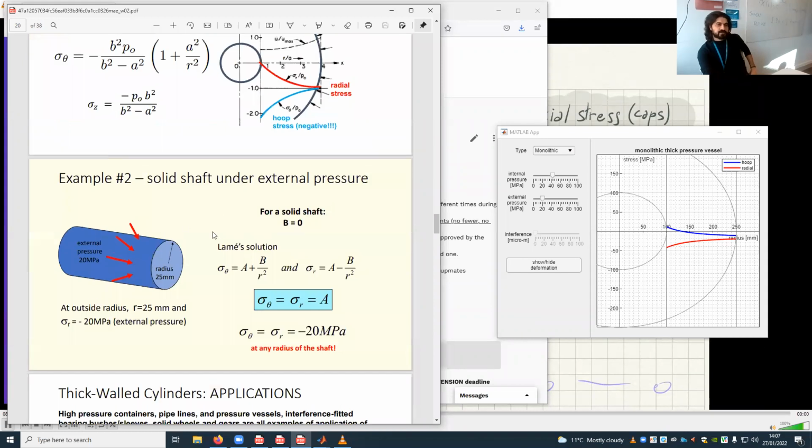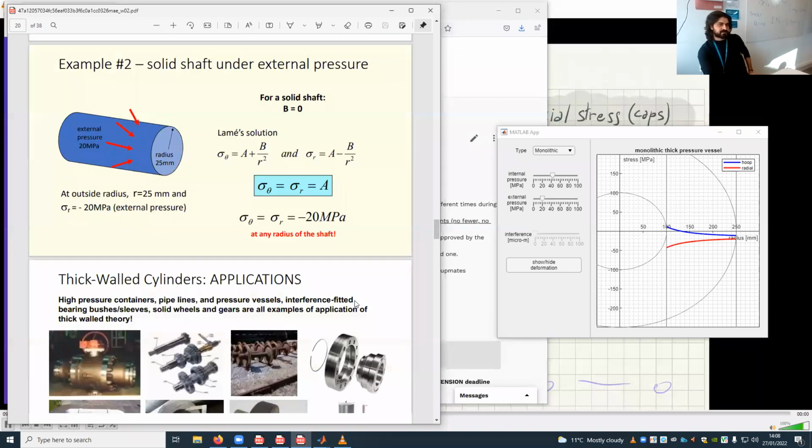We also found that for solid shafts, so no containers, B in Lamè's equation is equal to 0. This gives us a very basic, inaccurate but very easy description of the state of stress of a shaft, which is always in compression. Sigma hoop and sigma radial are always equal to minus the external pressure.